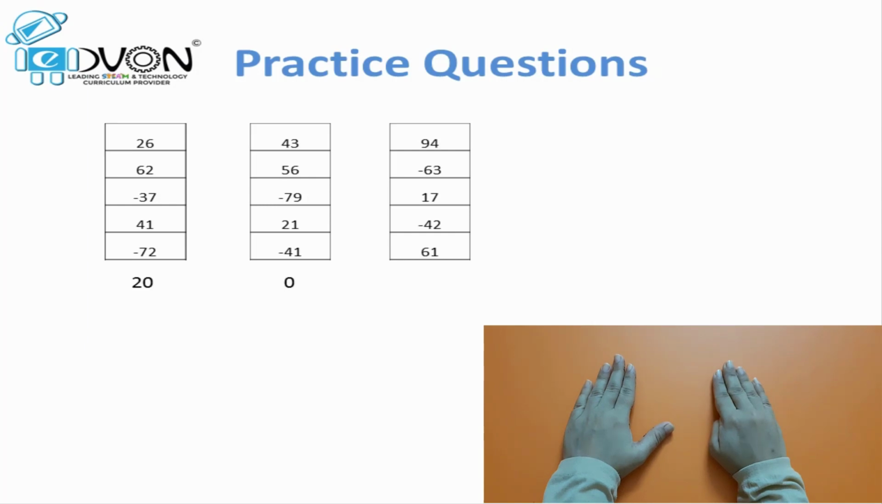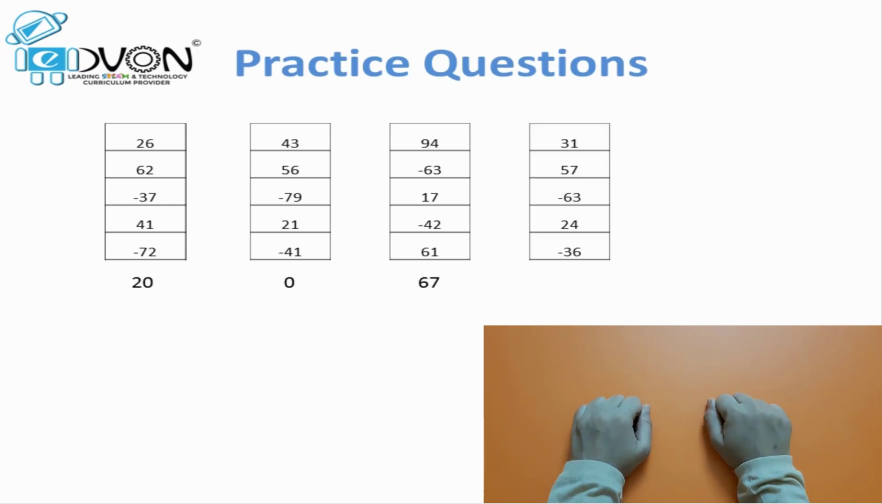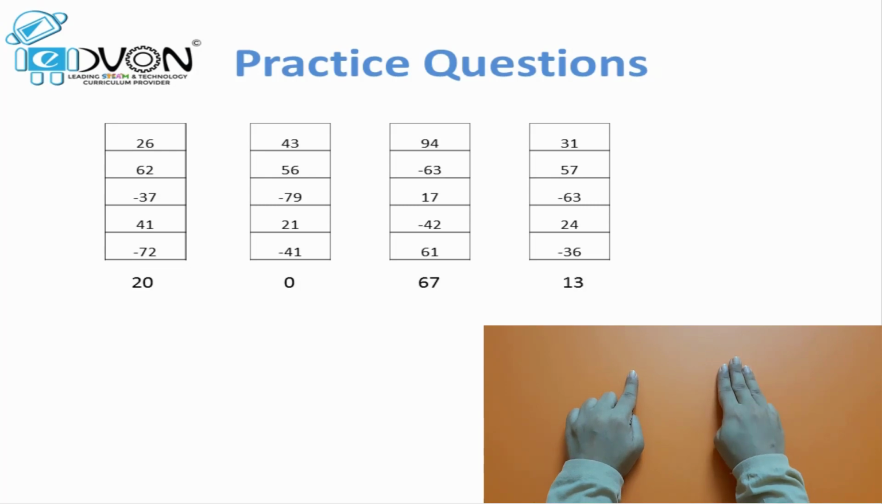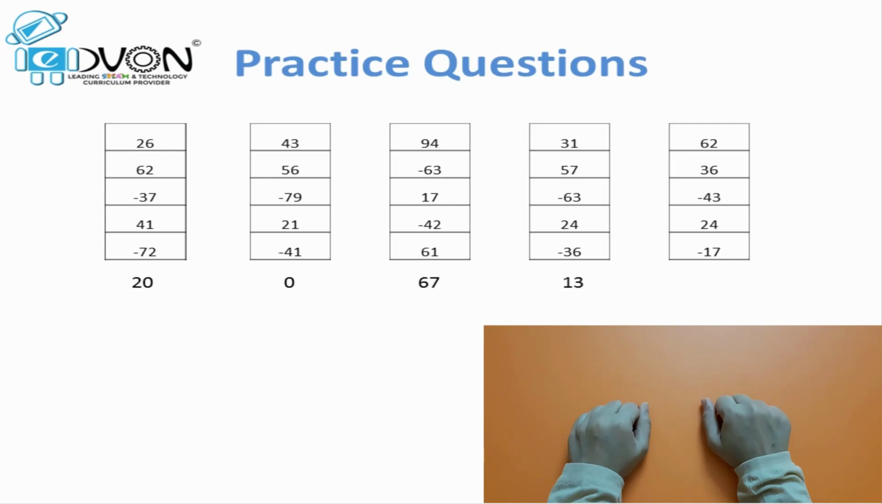94 minus 63 plus 17 minus 42 plus 61. Answer is 67. Let's look at another example. 31 plus 57 minus 63 plus 24 minus 36. Answer 13. Let's practice last question. 62 plus 36 minus 43 plus 24 minus 17.